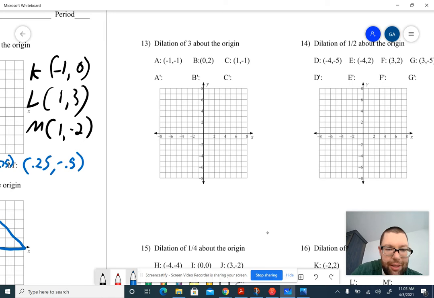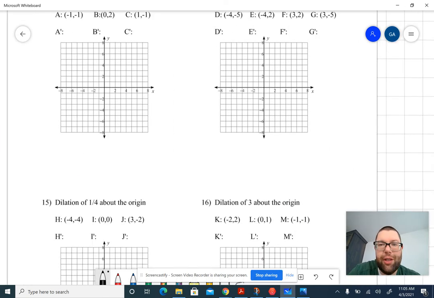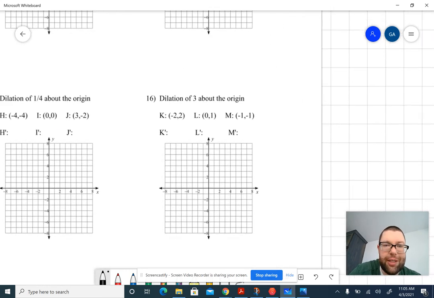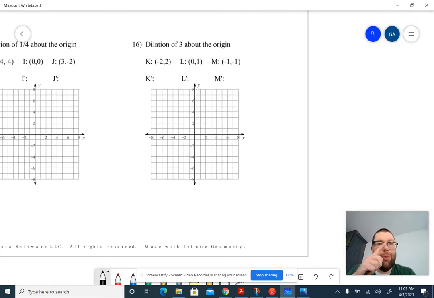On this side, we're given a set of original numbers. Let's actually look at one of these. Let's do number 16. We're given a set of original numbers, but it's not actually graphed for us. So I'm going to just hurry and graph the original numbers. So -2 and 2. There's K, 0, 1. There's L, -1, -1. There's M. That's my original shape right there.